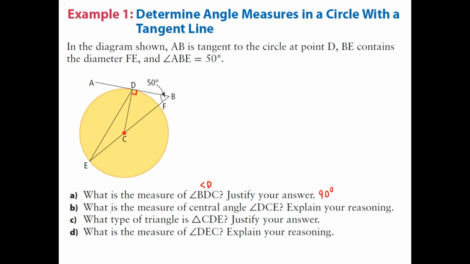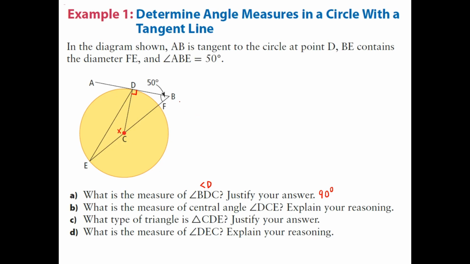Now for question B, what is the measure of the central angle DCE? We're basically asked to look for this angle here. I'm just going to call this angle X, and I'm going to look for that X soon. Recall a central angle is formed by two radii. There are a few ways to solve this question, and I'm just going to use the method that I feel would be the most simple.